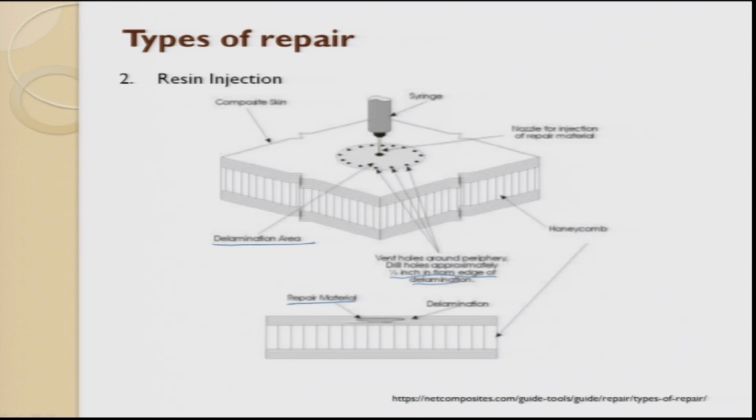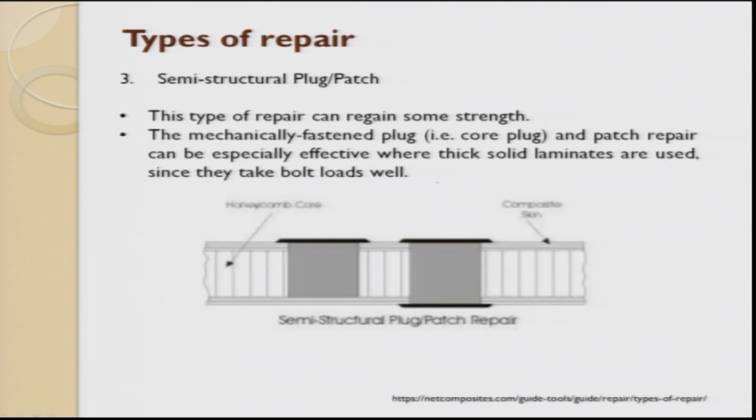So, this is the repair material, this is the delamination. This is for a honeycomb structure and it can also be used for one ply damage, that means just below the surface. The next one is semi structural plug or a patch.